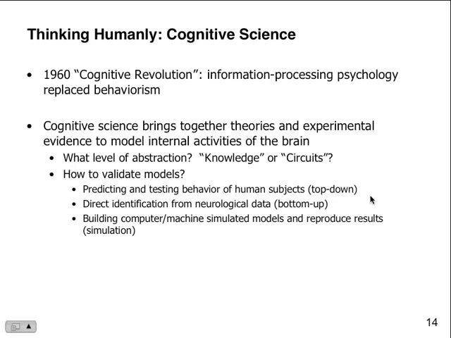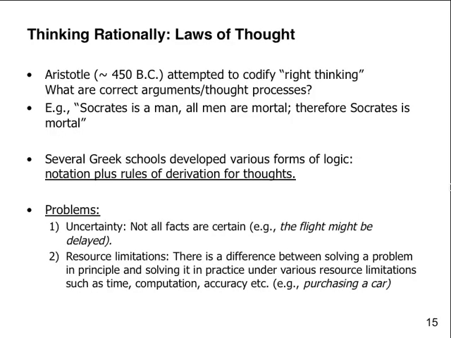So how to validate models: predicting and testing behavior of humans from the top down, directing identification from neurological data, and from the bottom up, building computer machine stimuli models and producing the results or stimulus that comes along with it. If you think about the concept of neural networks, I can describe neural processing for you in about two or three minutes. It's about knowledge representation and the connection between the knowledge. People think neural networks sound so sophisticated, but you can actually draw your own on a piece of paper in about 10 minutes and do a really good job with it.